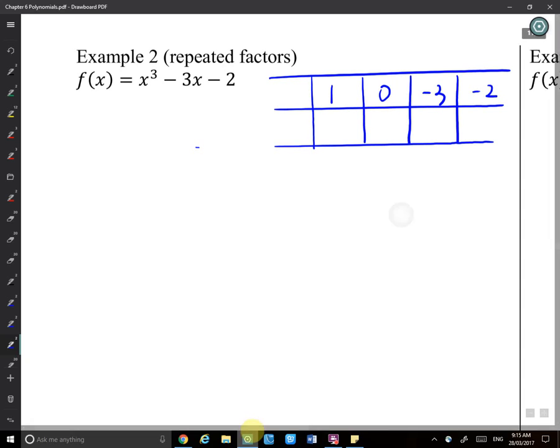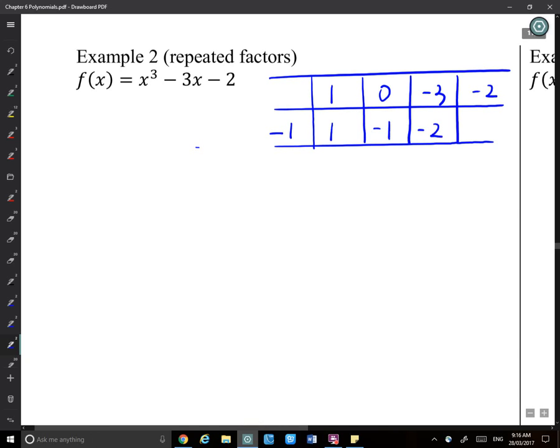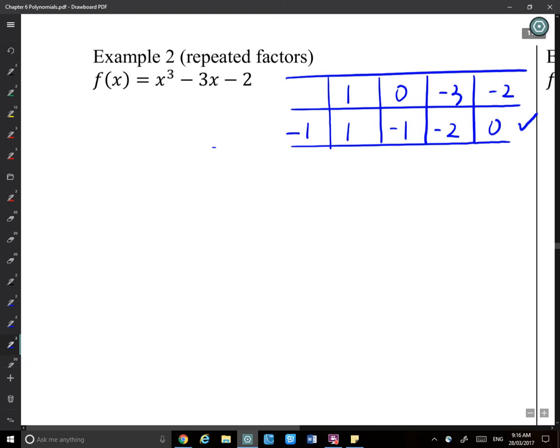The number, let's say we try -1. We have 1, -1 times 1 is -1, plus 0 is -1. -1 times -1 is 1, 1 minus 3 is -2, -1 times -2 gives me 2, 2 minus 2 is 0. Okay, thank you, that saves us some time. So we have this. Therefore, f(x) equals x plus 1, that is x minus -1, and then x squared minus x minus 2. Okay, directly work it out.